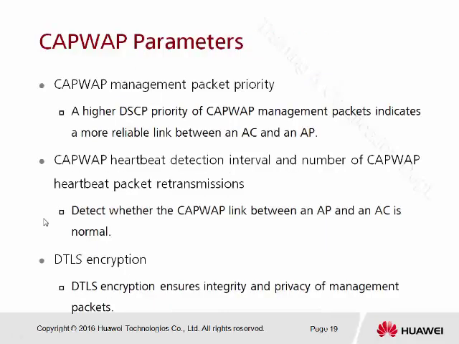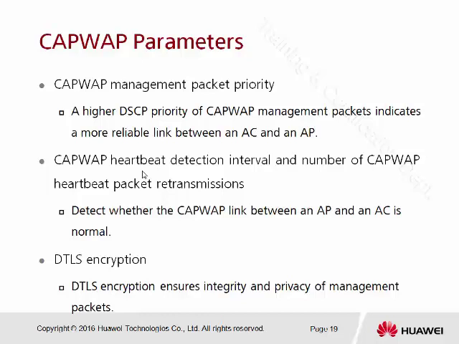A higher DSCP priority of the CAPWAP management packet indicates a more reliable link between the AC and AP. So this is one of the QoS mechanisms used by CAPWAP. Then the CAPWAP heartbeat detection interval and the number of CAPWAP heartbeat packet transmissions detect whether the CAPWAP link between the AC and the AP is normal or not. So the heartbeat is also required by CAPWAP.